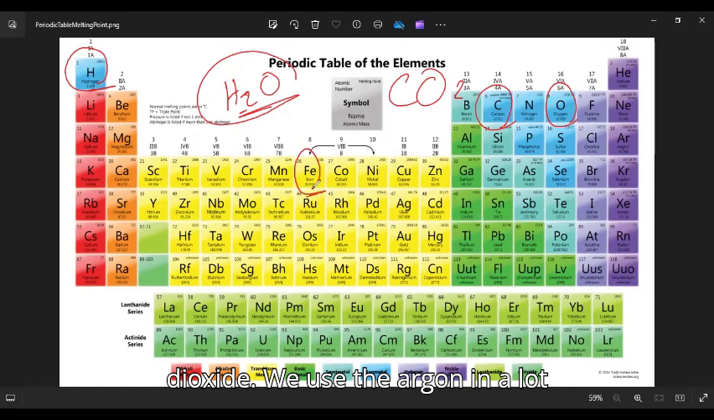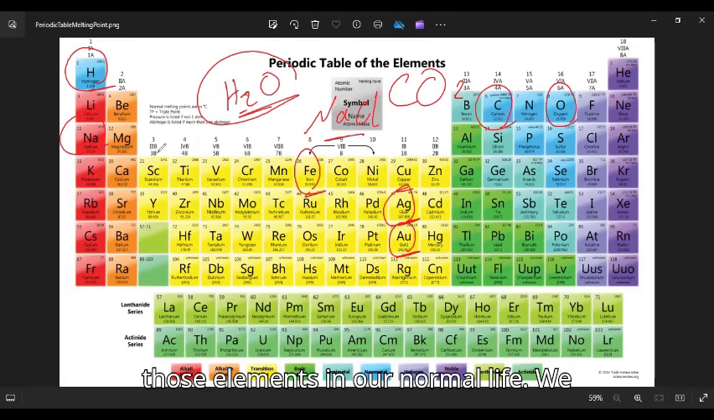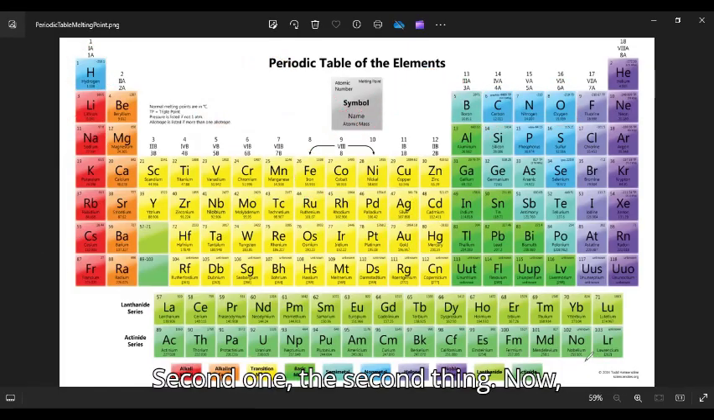We use the iron in a lot of buildings, cars, and a lot of things. We use copper in laptops, phones, the charger, you know. The sodium here, we use it in table salt, NaCl. So we use all of those elements. Also, of course, we have gold, Au, and silver. They all have uses in our normal life. Very good. This is the first thing you need to know about the periodic table.